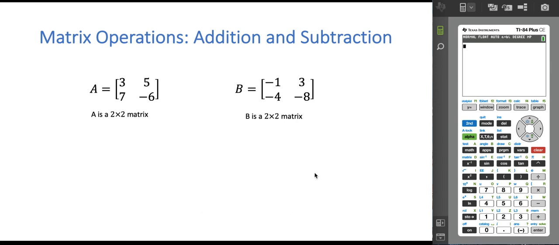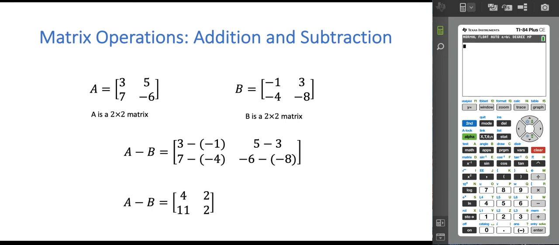In the next example, we're subtracting. So we have matrix A and matrix B, and we want to subtract. And just like before, instead of adding the elements that are in the same position, we're going to subtract them. And when you subtract, you'll end up with 4, 2, 11, and 2. Now you can do this on your calculator as well.